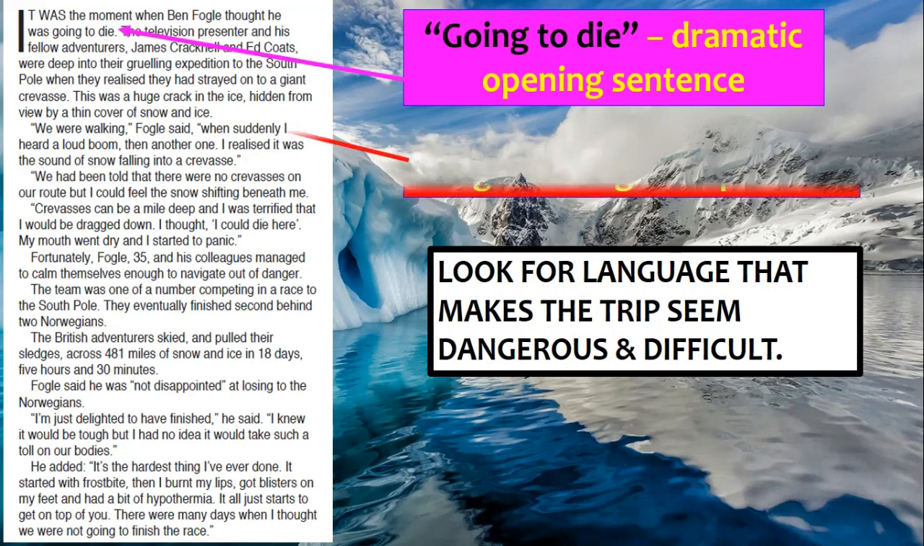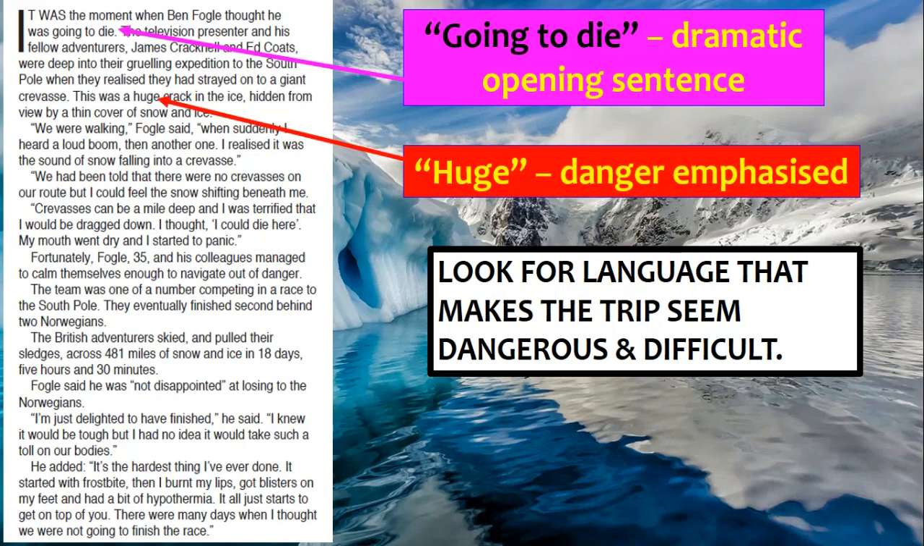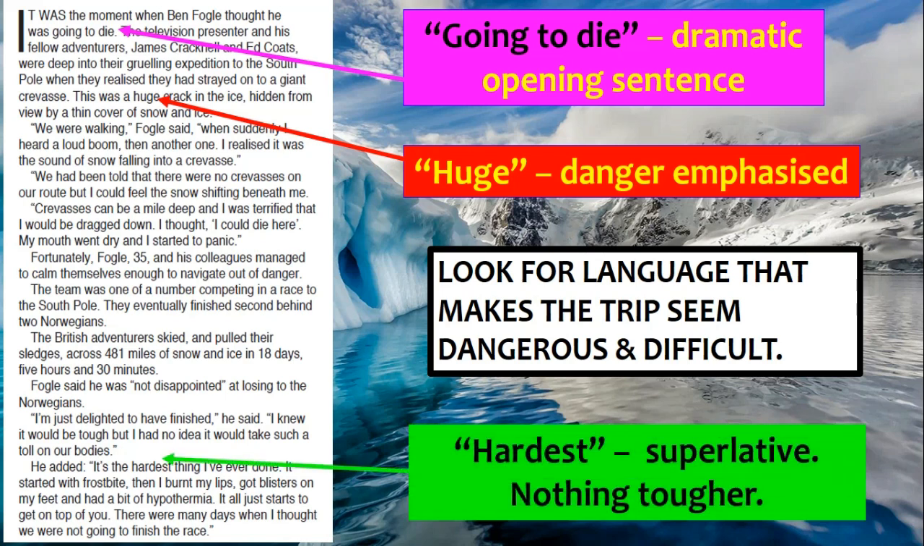So let's pick something else out. This was a huge crack in the ice. So there wasn't just a crack in the ice, it's not a tiny little thing. The adjective huge emphasises the danger. One more. And then at the bottom he says the hardest thing. So the use of the superlative, it shows there's been nothing tougher in Ben Fogle's life. All the trips he's been on, there's been nothing tougher than this trip. So that shows that this trip must be really difficult.